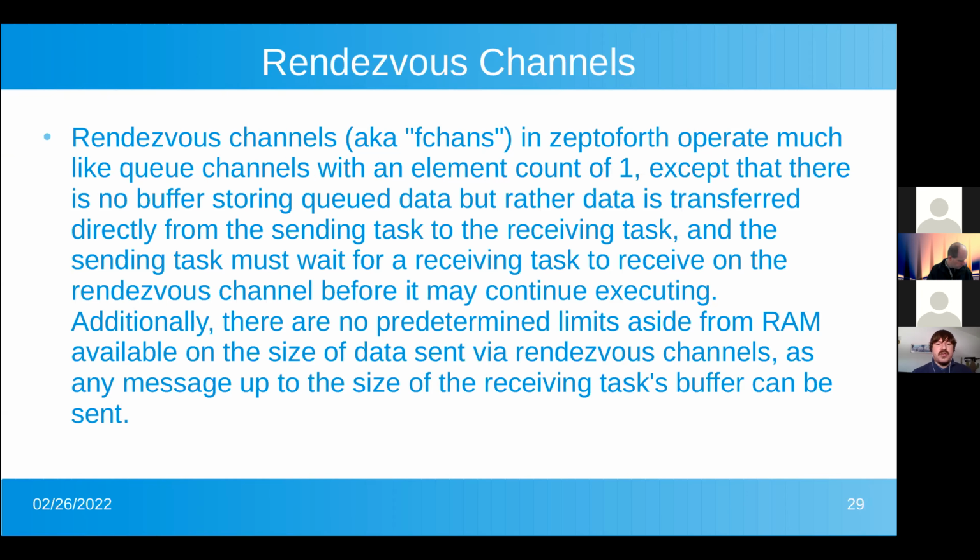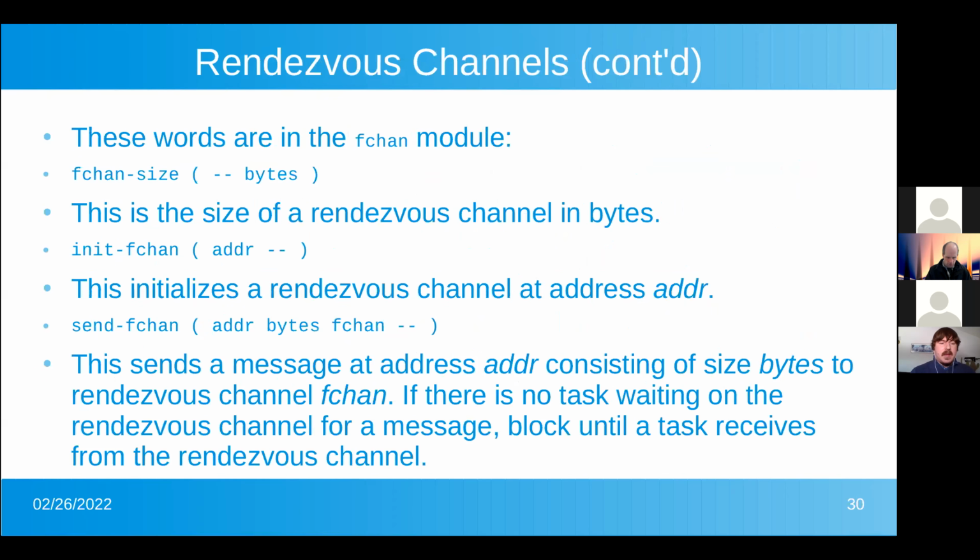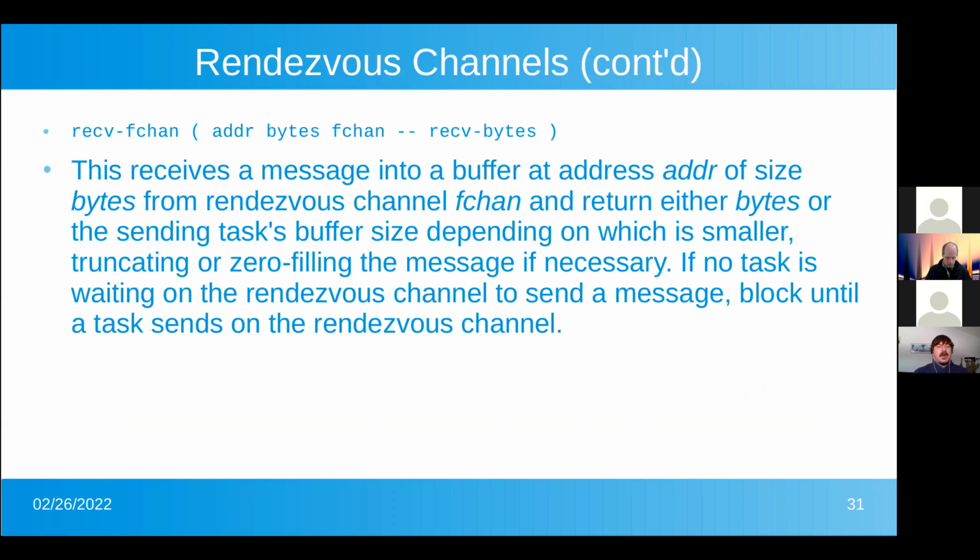They're different from a Q channel with element count 1 because when one task is sending on a rendezvous channel, it blocks until another task receives from the rendezvous channel, and then it copies over the data, and then both tasks continue. Or vice versa. If one task is going to receive and no task is sending, it blocks until a task sends, and so on and so forth. And here's just the API calls.